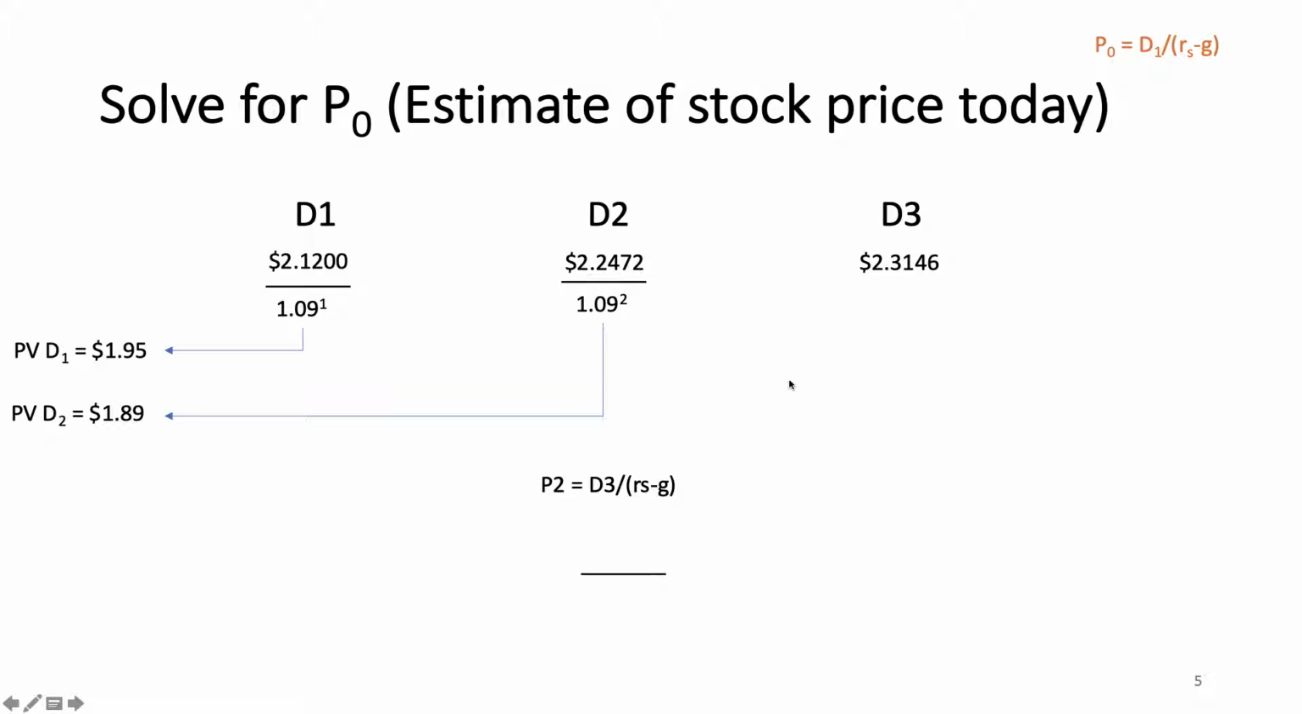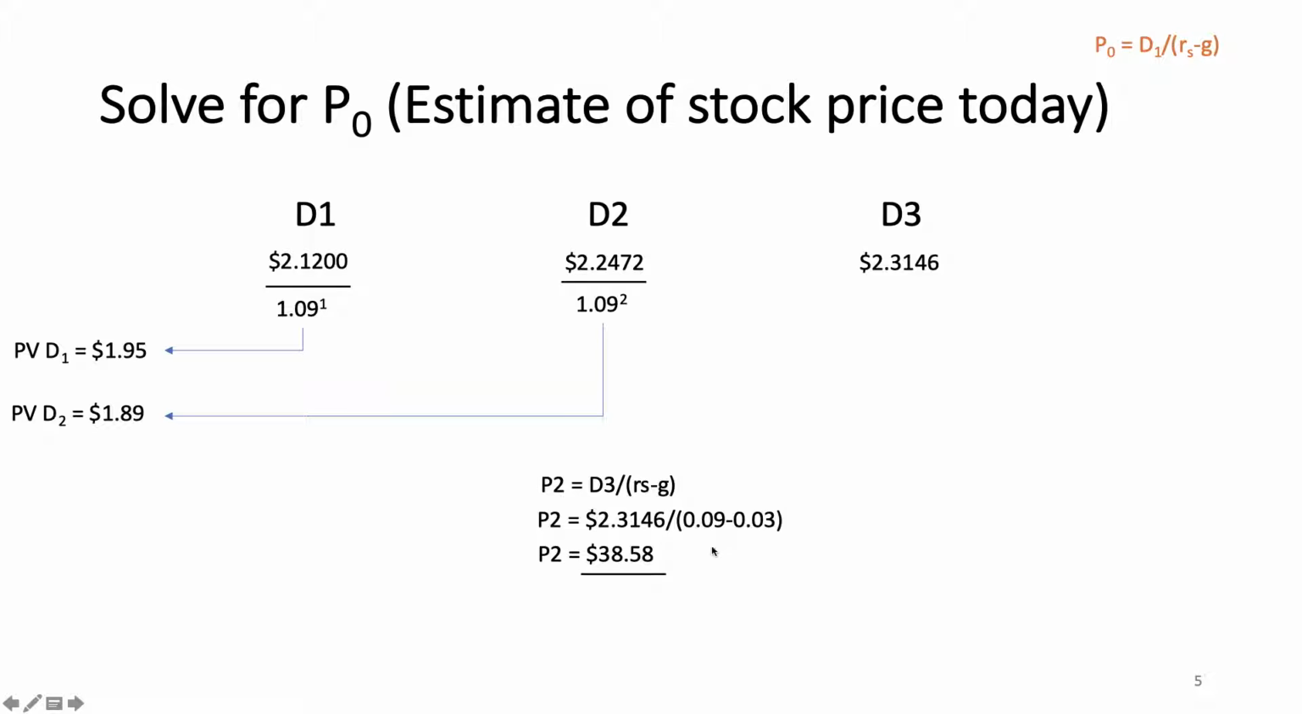And so the price of the stock in year 2 equals the third year dividend divided by Rs minus g. I'll plug in the numbers. I take $2.31 and some after that, and I divide by essentially 0.06, because 0.09 minus 0.03 is 0.06. And I get $38.58.